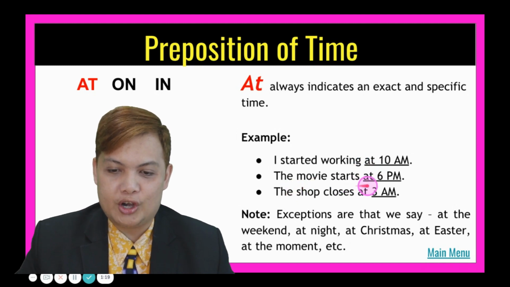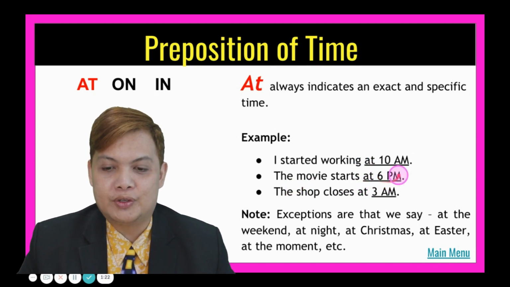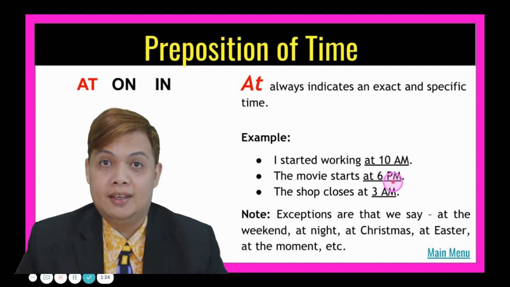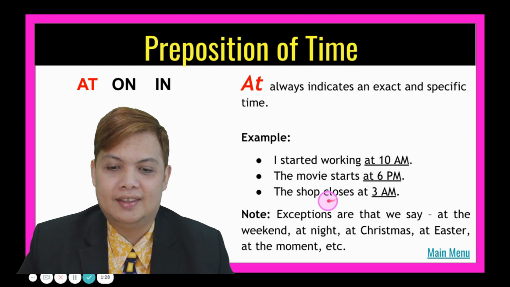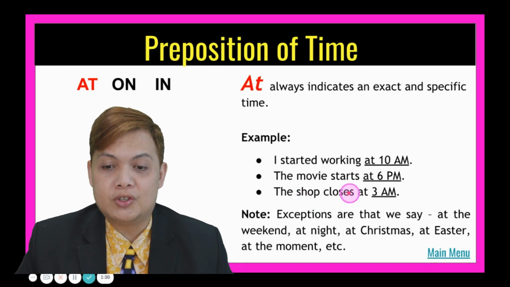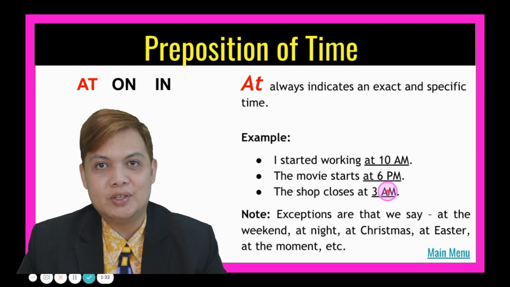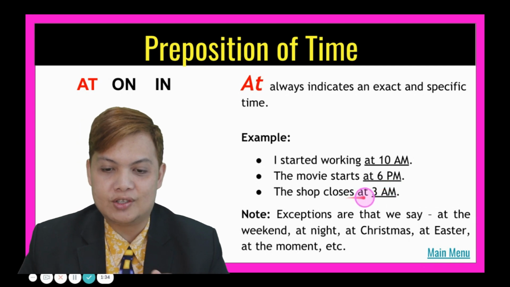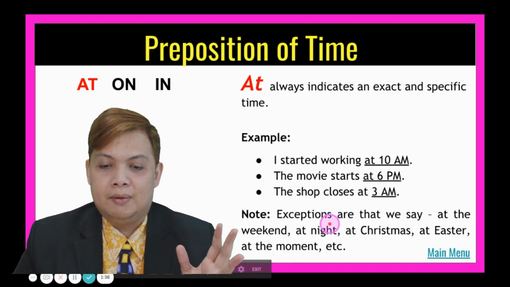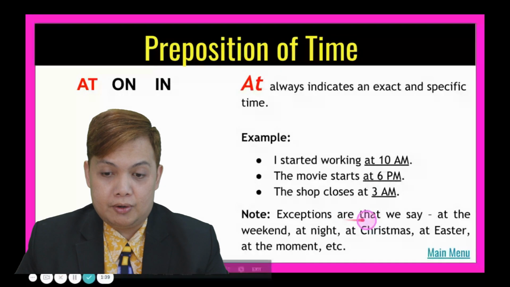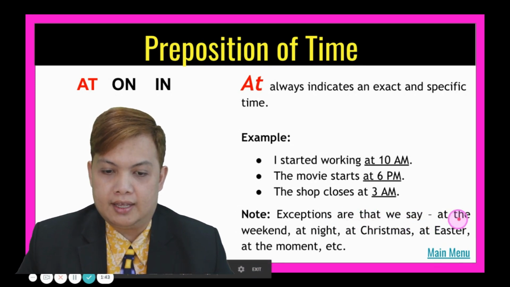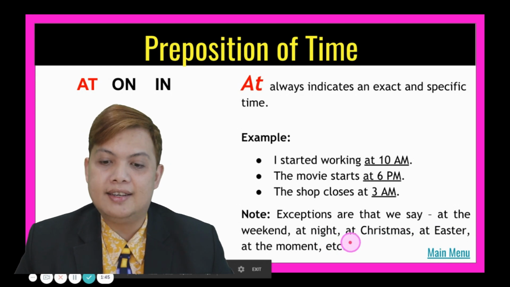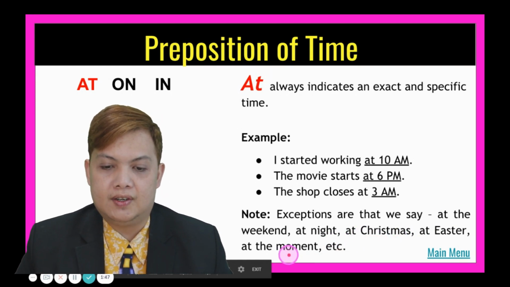The movie starts at 6 p.m. So another time is 6 p.m., exact and specific, so we use at. Next, the shop closes at 3 a.m. Another time, specific and exact, so we use at. Please note and remember that we say this as an exemption, like at the weekend, at night, at Christmas, at Easter, and at the moment.